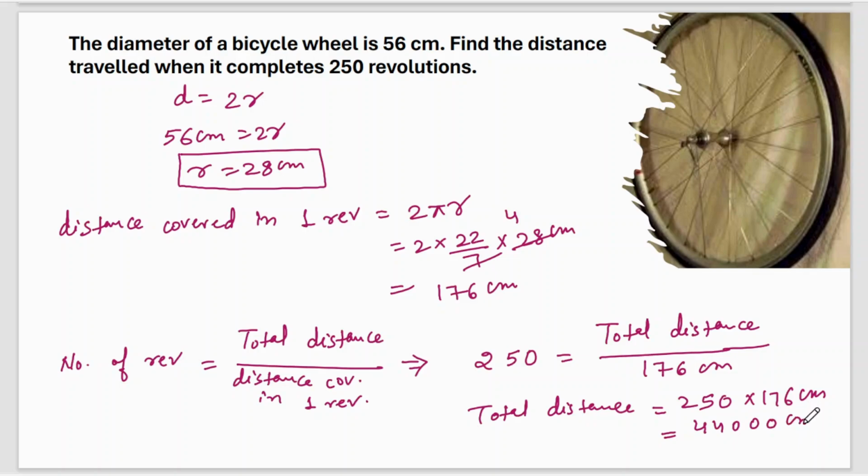If you calculate it, you will get the value 44,000 centimeter. This you can convert into meter and then kilometer. So you know how to change to meter. If you write in meter, it will be 440 meter, or if you write in kilometer, it will be divided by 1000. Finally you will be left with 0.44 kilometer. So you can write this as your final answer.